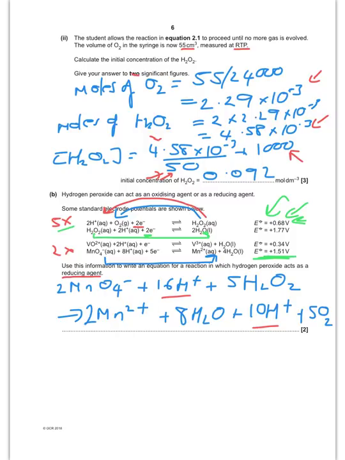So this one you need to times by 5, so you get 10 electrons. This by 2, so again you get 10 electrons, and then you combine them. When you do that, you notice that you end up with 10H+ on this side and 16H+ here. So that cancels. So that goes as well. So that gives you your final equation.